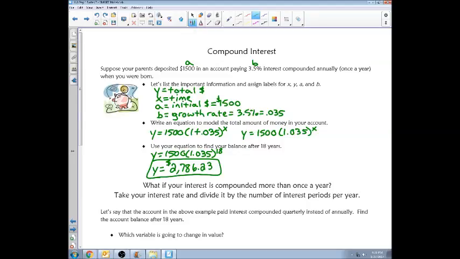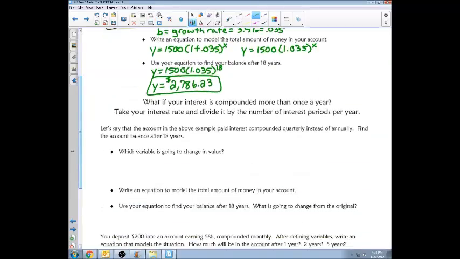Okay? Well, what if your interest is compounded more than once a year? What if your money grows by our growth rate more than once a year? Well, I'm going to take my growth rate, or my interest rate, and divide it by the number of interest periods per year. Okay? So let's look at the next problem. It'll make more sense after we kind of look at a problem.